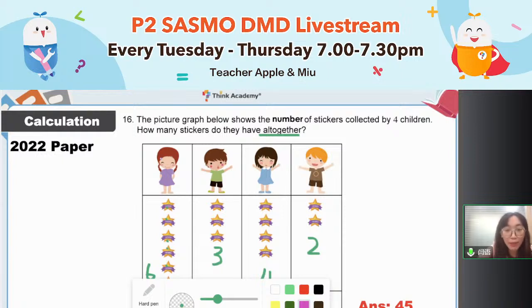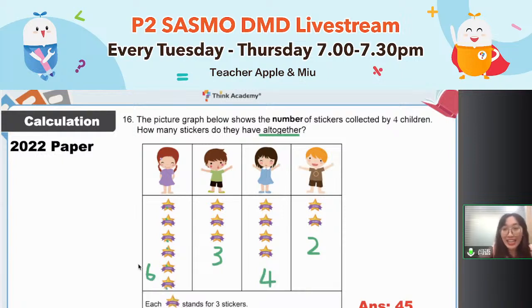But here also teacher Apple wants to share an easier way with you. That is, you try to find some good friends. So what are the good friends? That is the numbers that can help you to make a 10. Look, 6 plus 4 equals to 10, right? And then you plus 3 and then plus 2. This is an easier way for you to do calculations, okay?